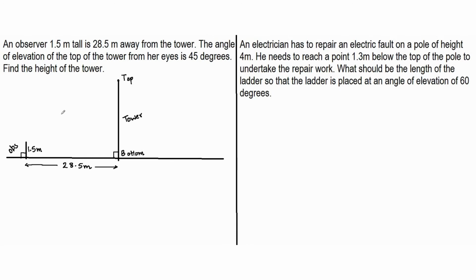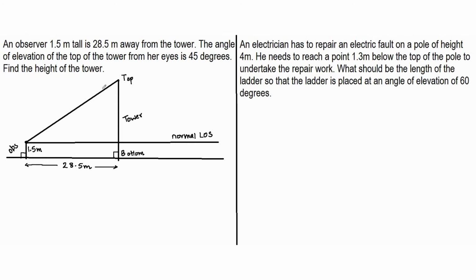The angle of elevation of the top of the tower from her eyes, that is this particular angle, is 45 degrees. So considering that this observer is right over here, what is the normal line of sight for this particular observer? The normal line of sight is going to be a line which is parallel to the ground. So this is the normal line of sight, and this is the elevated line of sight.